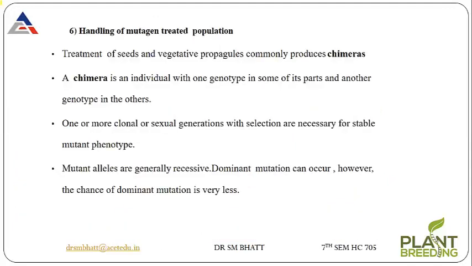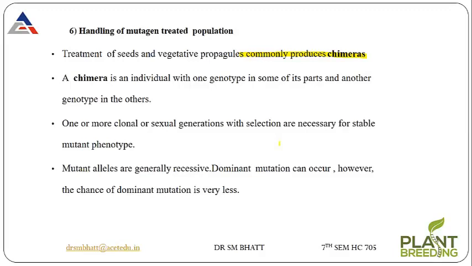So, handling of the mutagen treated population. Treatment of seed or vegetative propagules commonly produces chimera. If you are going to treat a seed or vegetative propagules, you can see the production of chimera. A chimera is an individual with one genotype in some part and another genotype in others. Means one genotype of one plant and another genotype of other plants. So this is a chimera.